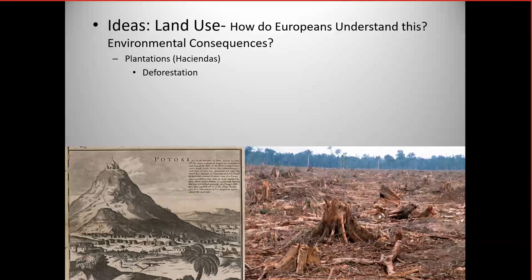Europeans see their responsibility as using the land to improve it. This means large-scale farming, plantations or haciendas, deforestation, and domesticated livestock. Of course, the pig roaming free in places like the Chesapeake, around Virginia and Maryland and so forth, has a devastating consequence for the lifestyle of the Native Americans who are already there.